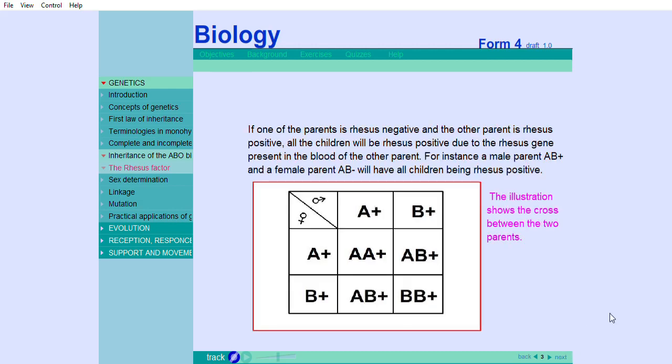If one of the parents is rhesus negative and the other parent is rhesus positive, all the children will be rhesus positive due to the rhesus gene present in the blood of the other parent. For instance, a male parent AB positive and a female parent AB negative will have all children being rhesus positive. The illustration shows the cross between the two parents.